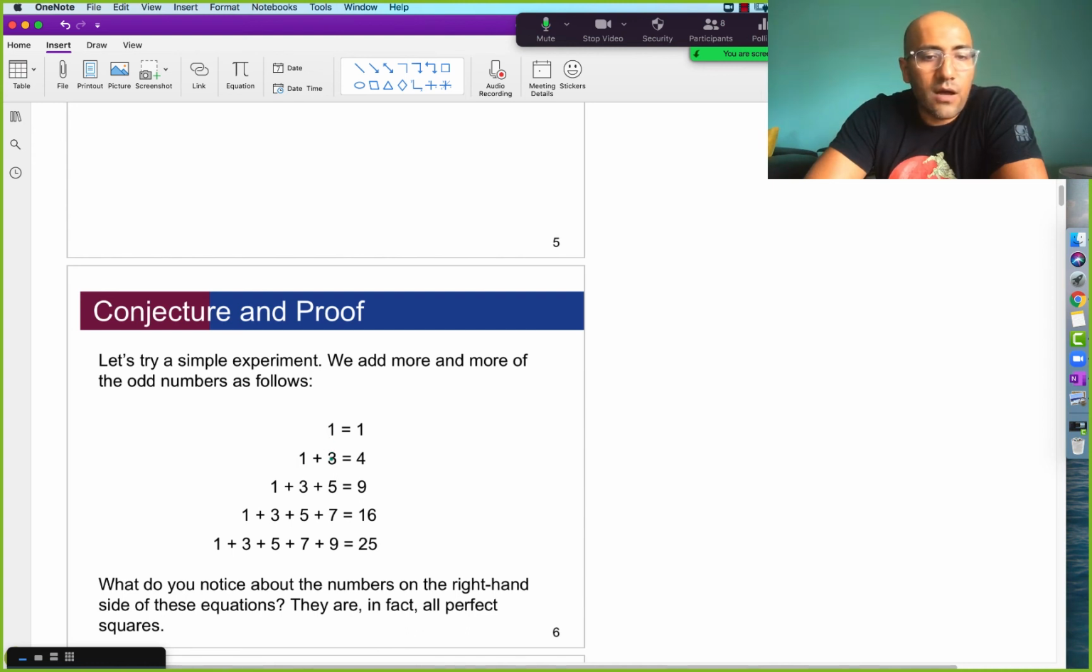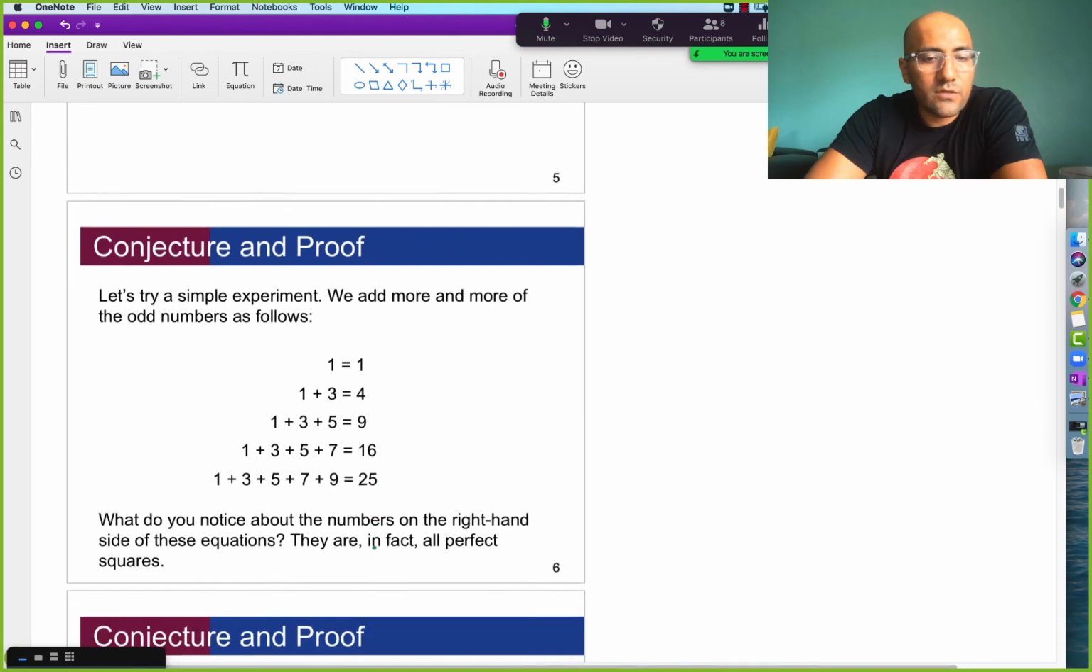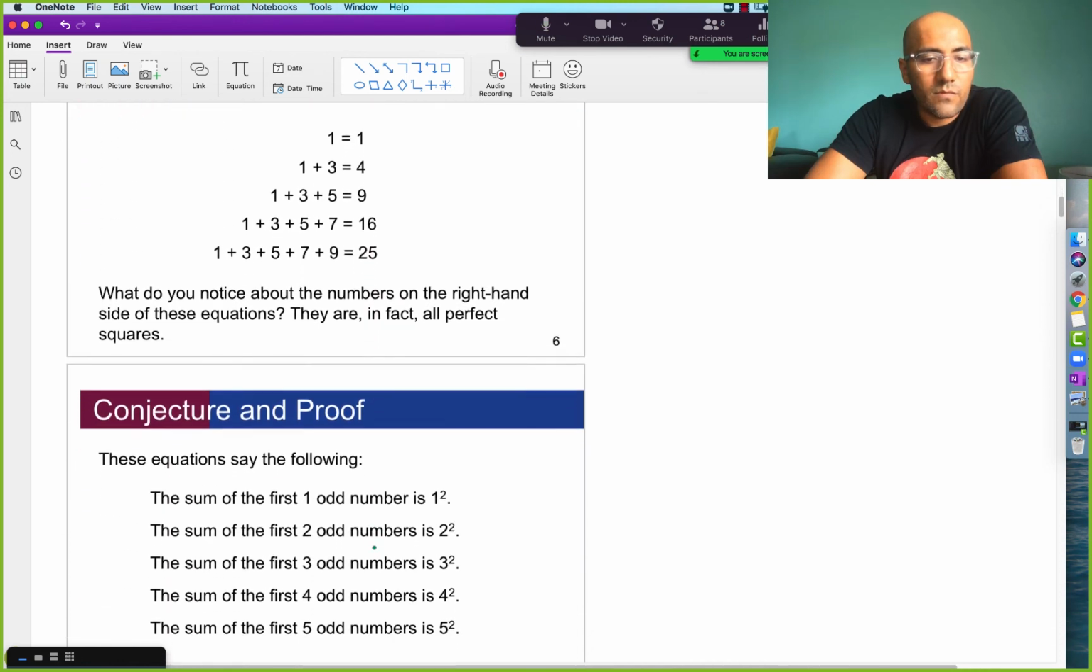The first two odd numbers, 1 and 3, add up to 4, right? The first three odd numbers, 1, 3, 5, add up to 9. So do we start to see a pattern? 1, 3, 5, 7 add up to 16. The first five add up to 25. So we start to see a pattern, right?